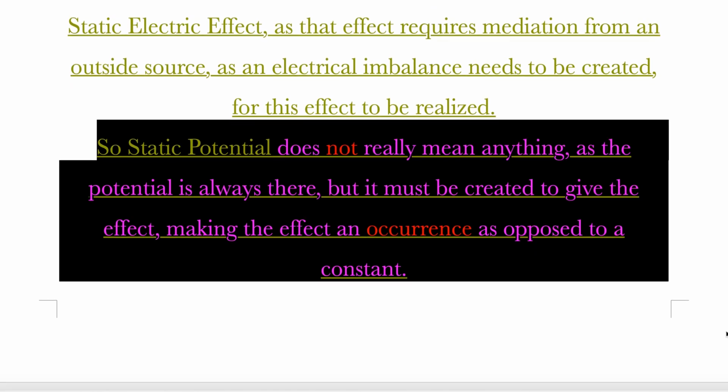So static potential does not really mean anything, as the potential is always there, but it must be created to give the effect, making the effect an occurrence as opposed to a constant. That's an important point, because we don't experience it all the time. We experience it occurring, but we don't experience it as a constant.